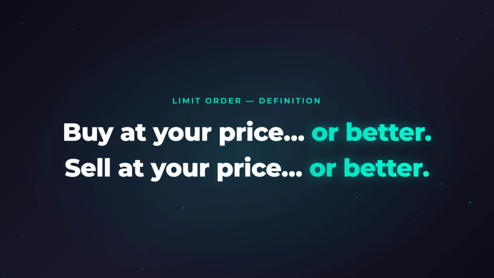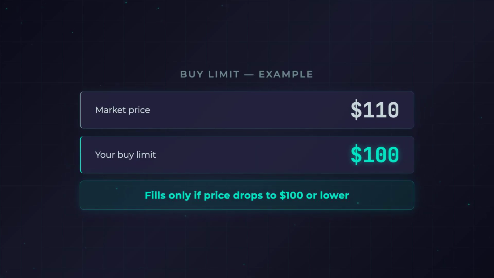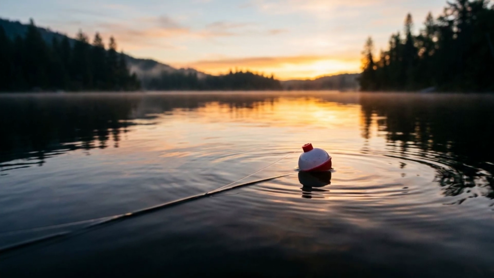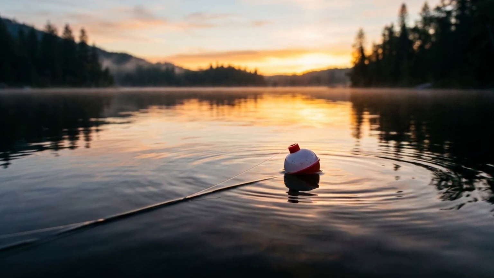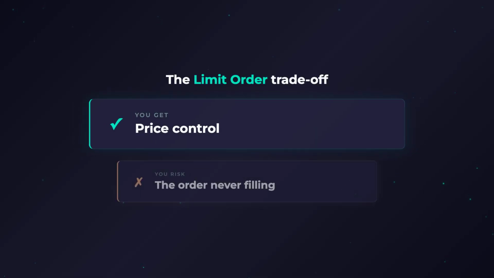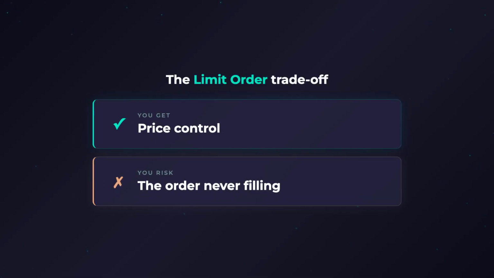A limit order says, only fill this trade at my price or better. Say a stock is at $110 and you only want it at 100. You set a buy limit at 100. The order sits there, waiting. It only fills if the price actually drops to your number. It's a patience play. You're saying, I'd rather wait or miss the trade entirely than overpay. You get price control. You risk the order never filling at all if the stock just keeps moving the wrong way.